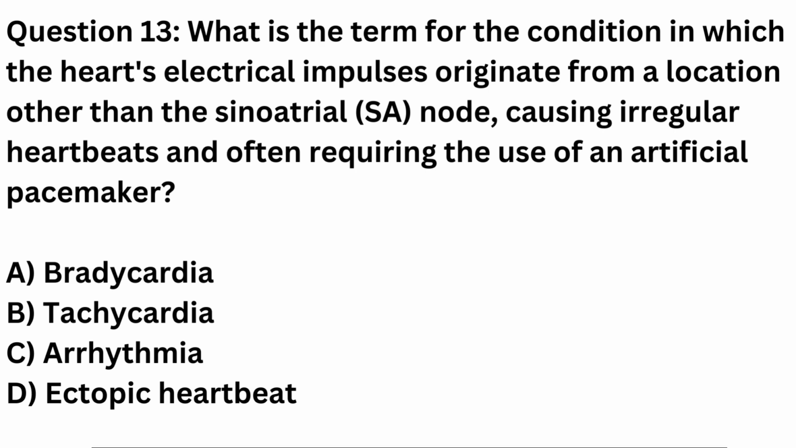Question 13. What is the term for the condition in which the heart's electrical impulses originate from a location other than the sinoatrial, SA, node, causing irregular heartbeats and often requiring the use of an artificial pacemaker? A. Bradycardia. B. Tachycardia. C. Arrhythmia. D. Ectopic heartbeat. Correct answer, D. Ectopic heartbeat.